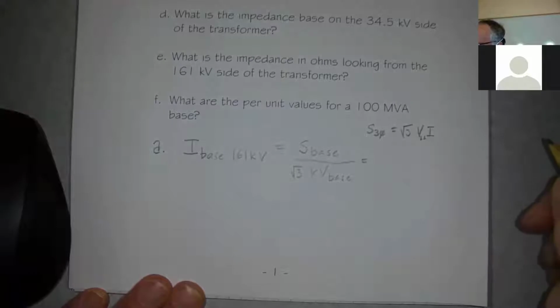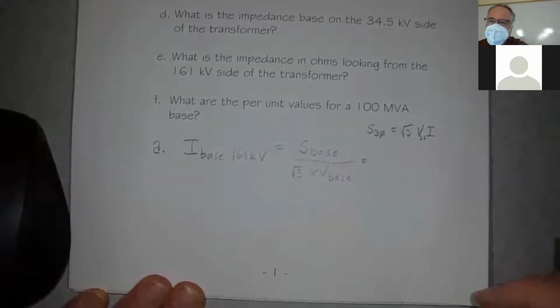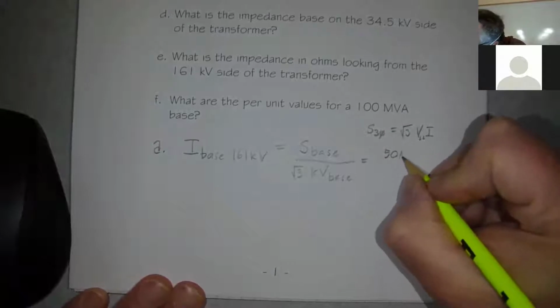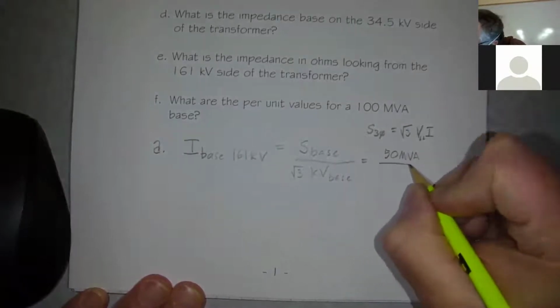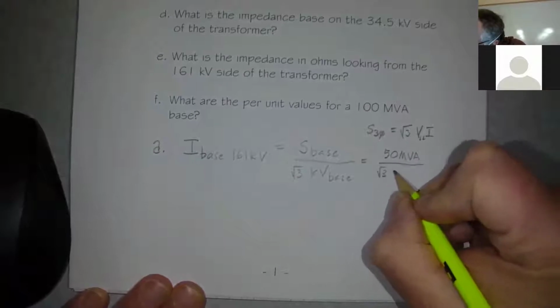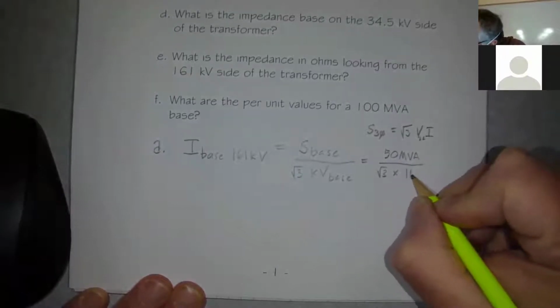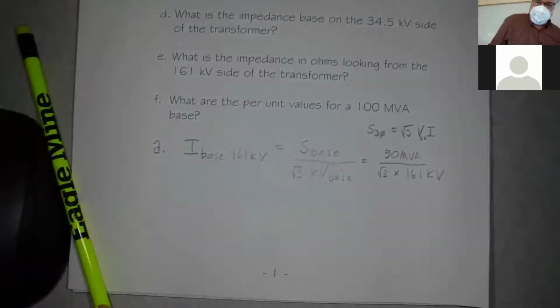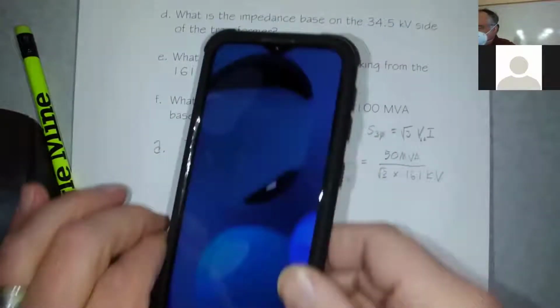So what is our S base? Clay, can you see it okay? S base is 50 MVA. Square root of 3 times 161 kV.